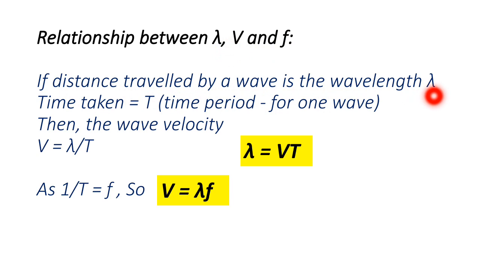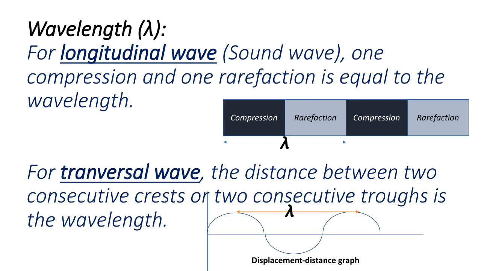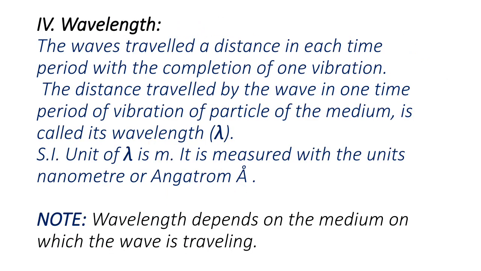Let's see, the distance traveled by a wave is the wavelength, that is lambda, and to cover that distance lambda, we know the time taken is capital T, that is the time period. Time period means the time taken for one vibration, and one vibration means a distance covered of one wavelength, correct. See this and try to understand. Wavelength means the wave traveled a distance in each time period, with the completion of one vibration.